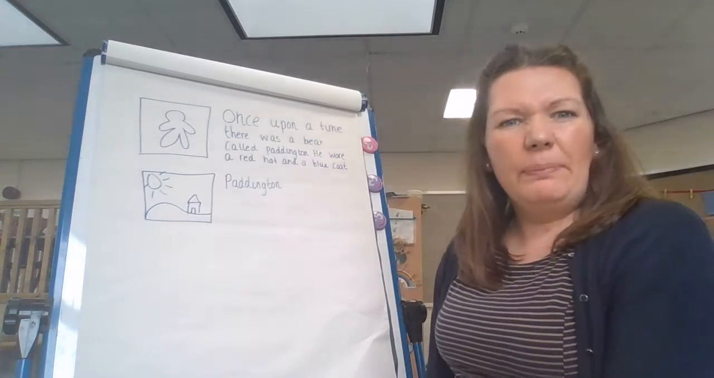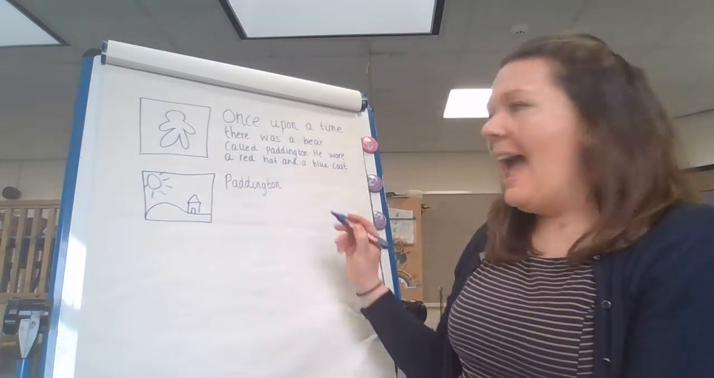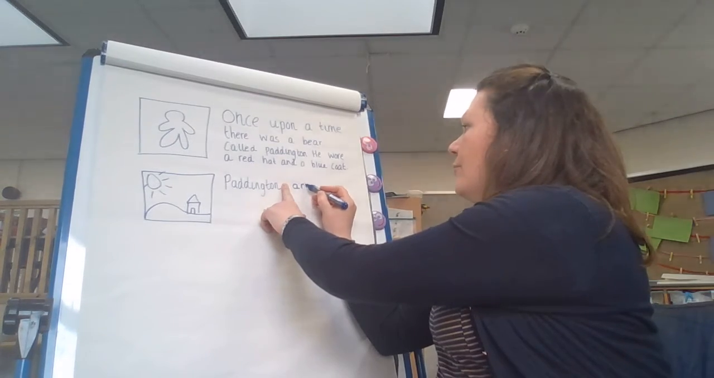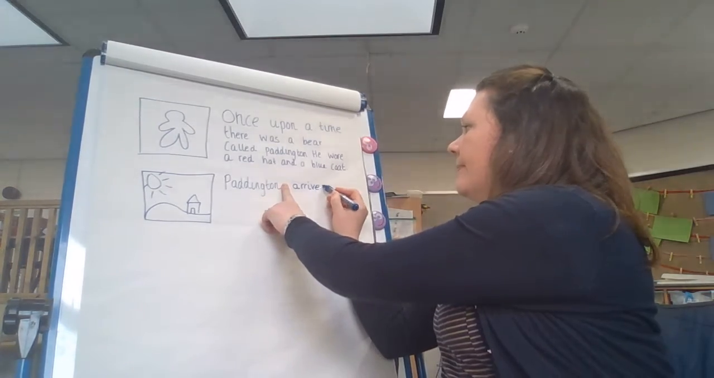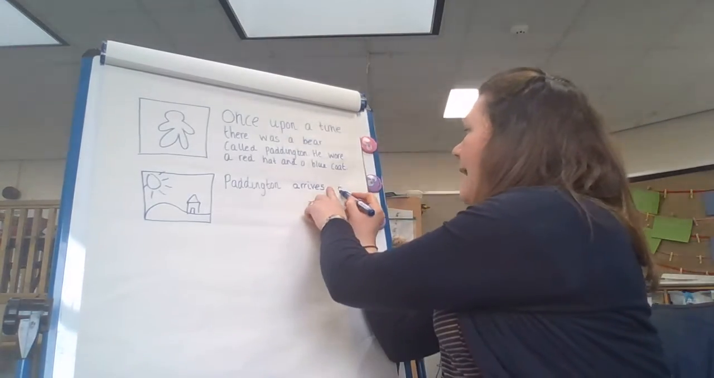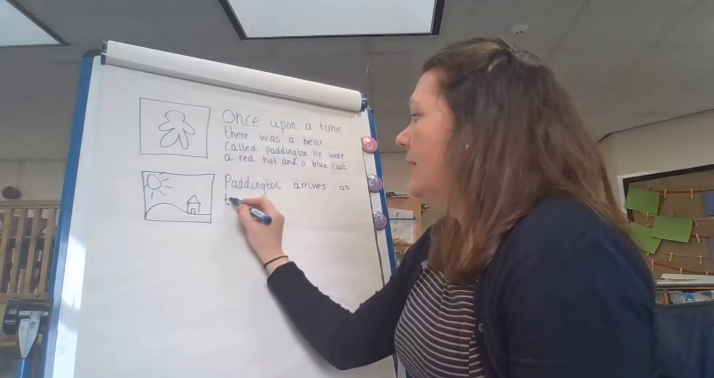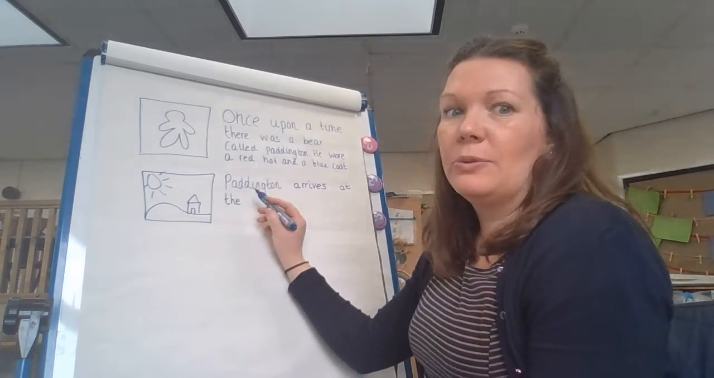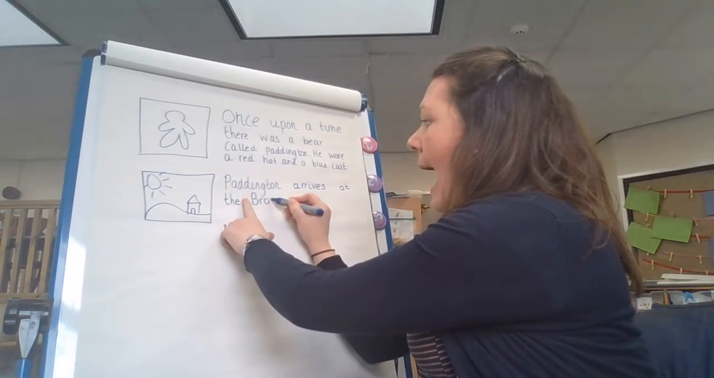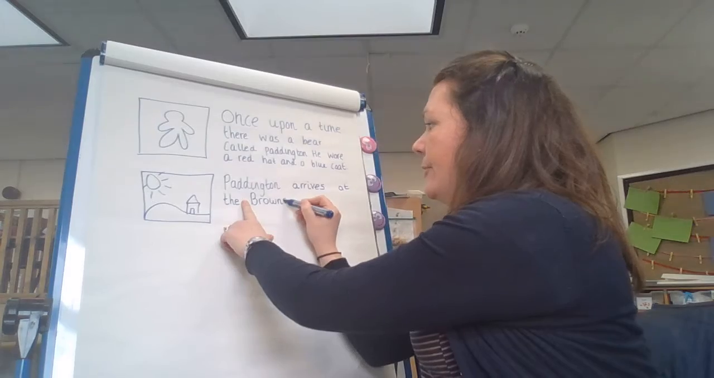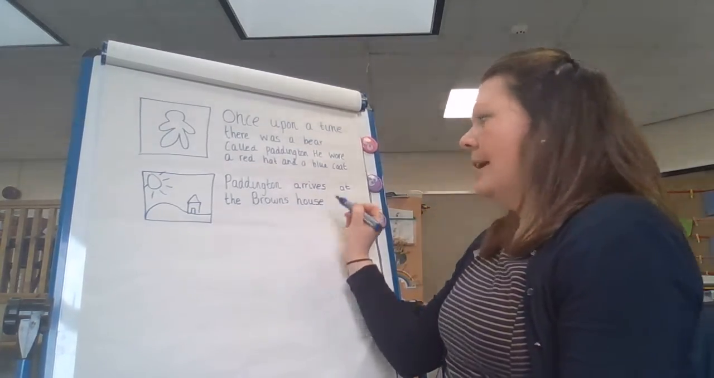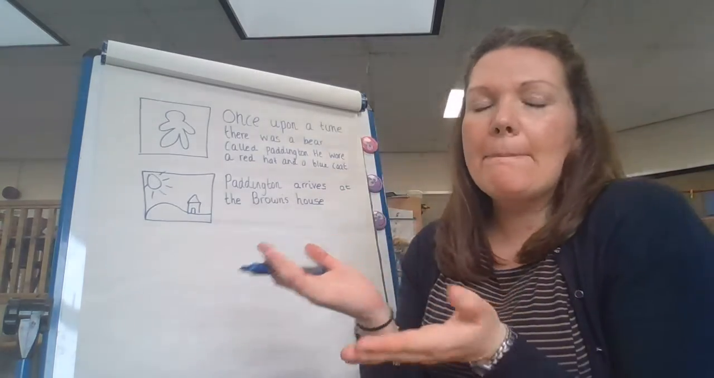So Paddington, arrives. I think I'm going to write the word arrives. So finger space. Arrives. Where does he arrive at? Where am I writing my setting? At the Brown's house. At. Tricky word. The Browns. We need a capital letter because it's their name. House. House. Full stop. Now I want you to write something a little bit about the Brown's house.